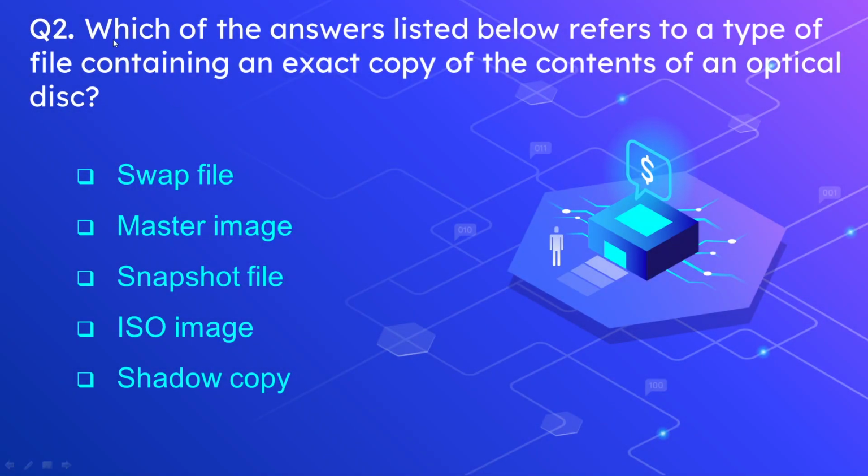Question number 2 is, which of the answers listed below refers to a type of file containing an exact copy of the contents of an optical disc? And the options are swap file, master image, snapshot file, ISO image and shadow copy. And the correct answer is ISO image.